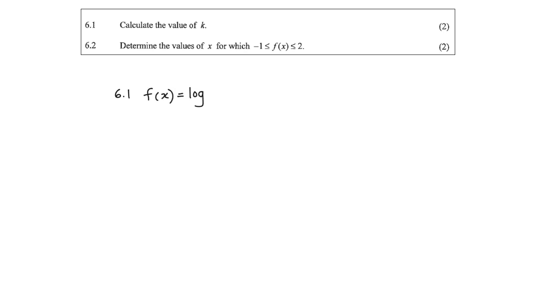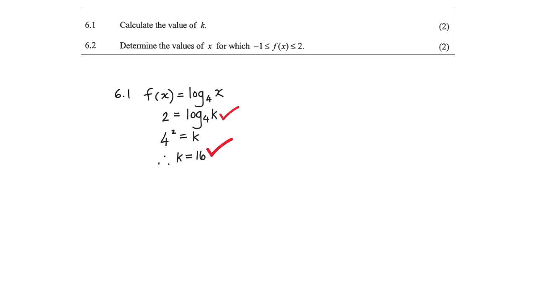k is the x-coordinate of the point B, and we know that the y-coordinate is 2. So we put the value of y into the equation. It becomes 2 equals log base 4 of k. Then we need to rewrite this in exponential form. So we have 4 to the power of 2 is equal to k, and then the value of k is 16. The mark allocation is as follows. You get 1 mark for the correct substitution and then 1 mark for the final answer, k equals 16.